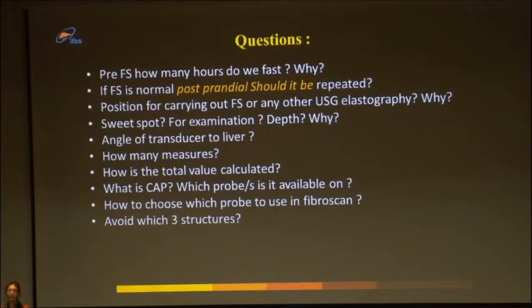And an XL probe is the one recommended to find out the CAP measurements. Medium can also be used, but XL is the probe to be used if you really want to find out the fat estimation in the liver. How to choose, I've just told you. Which 3 structures do we avoid when we're looking at somebody's liver? 1, vessel. 2, bile duct. And 3, any mass. So the liver area mapped must not include these 3.